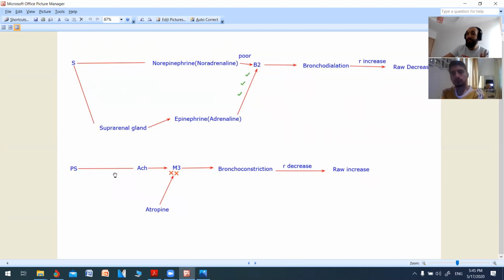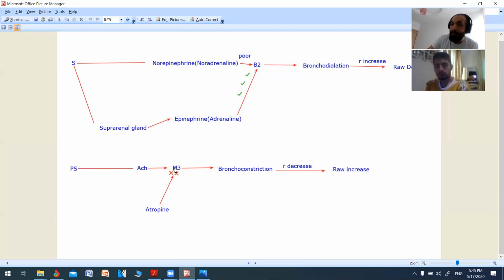The parasympathetic releases what? Acetylcholine. What is the receptor of acetylcholine on the bronchioles? It's called muscarinic 3. So this one will do what? Bronchoconstriction and increase the resistance. Is it clear? Yes. Okay.